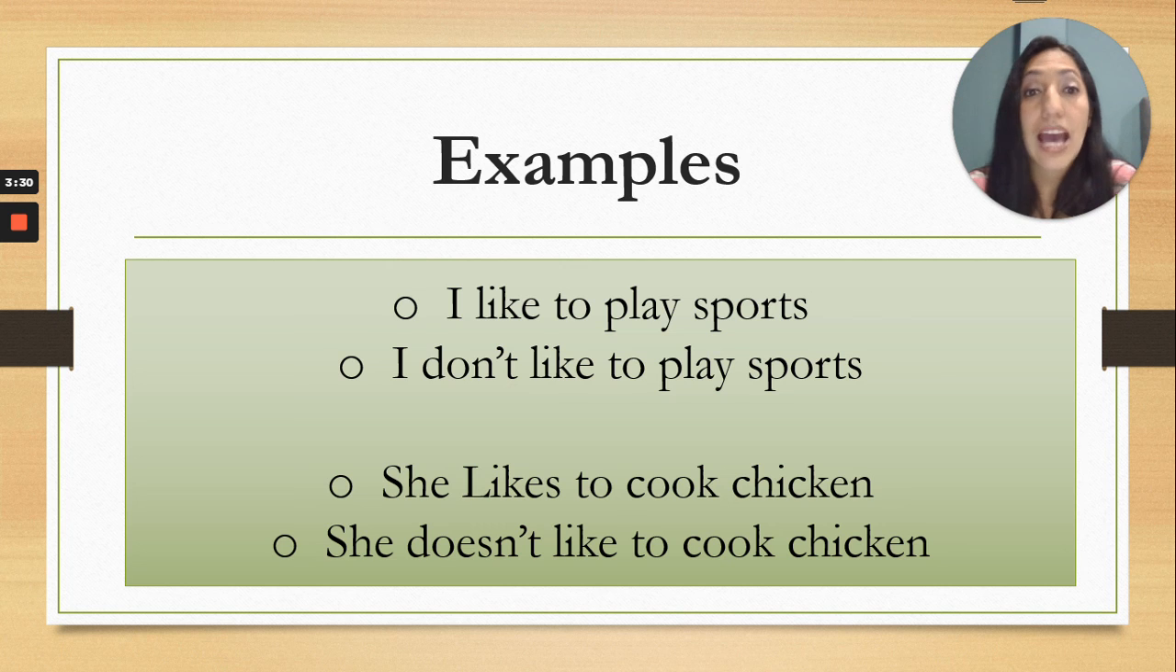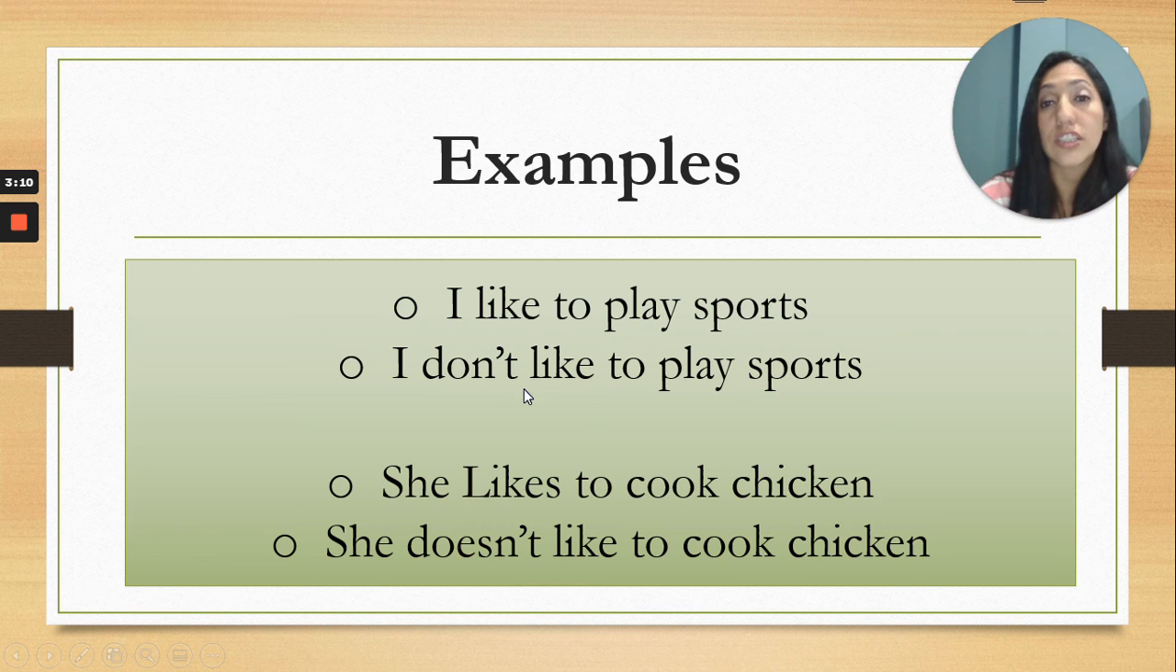Examples. I like to play sports. In negative form, I don't like to play sports. With third person, she likes to cook chicken. In negative form, she doesn't like to cook chicken.